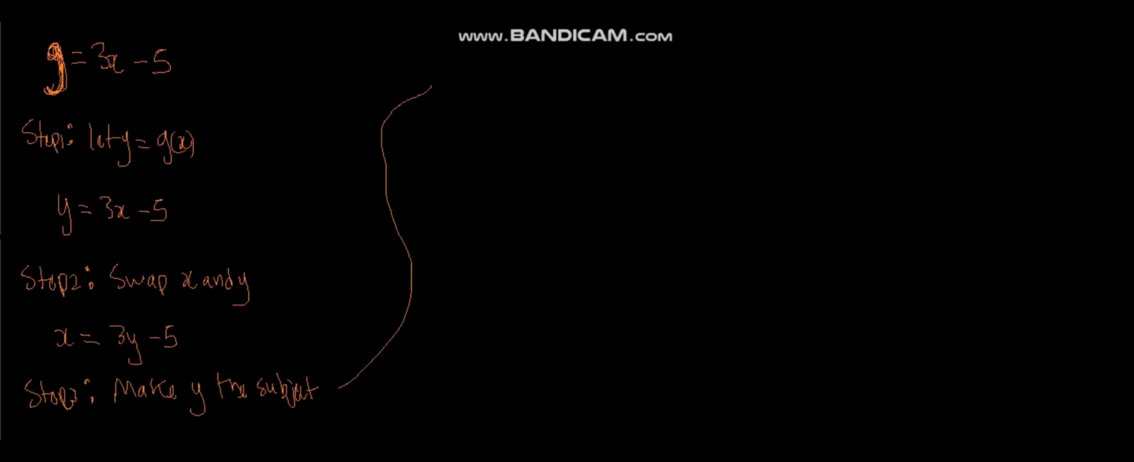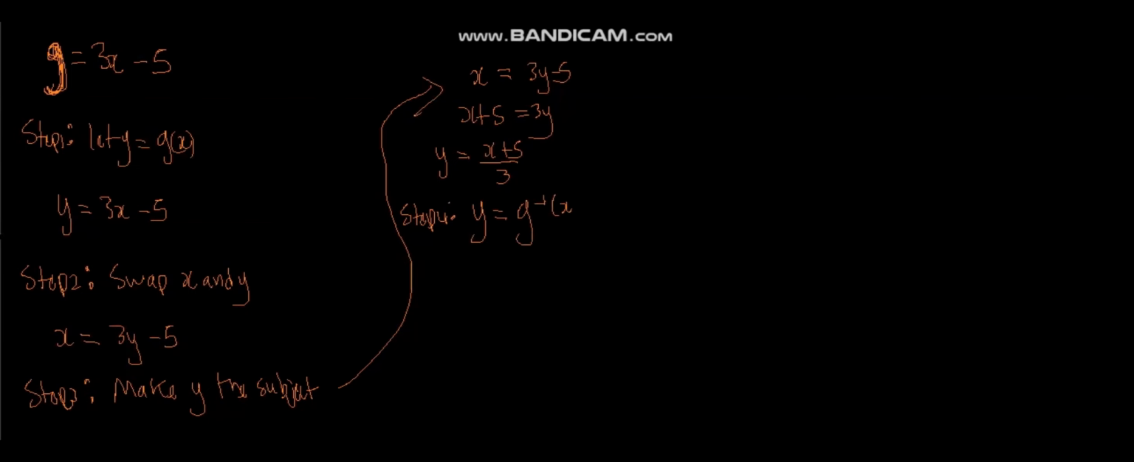So taking this working up here, we would have x is equals to 3y minus 5. So x plus 5 is equals to 3y. Y is equals to x plus 5 all over 3. And the fourth step is the simplest step. You let y be equals to the inverse of your function. So you just simply state g inverse x is equals to x plus 5 all over 3.